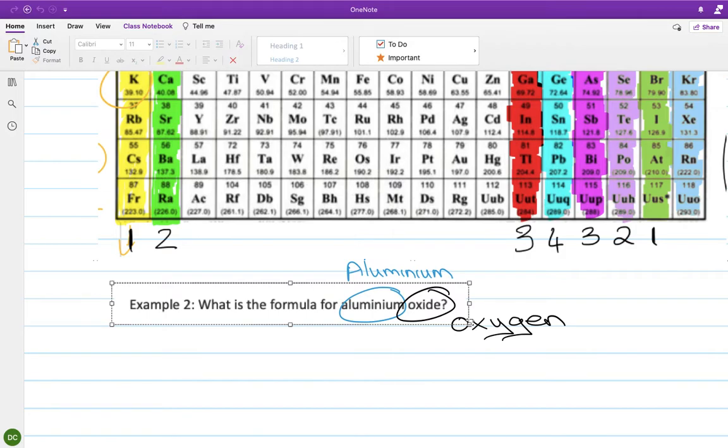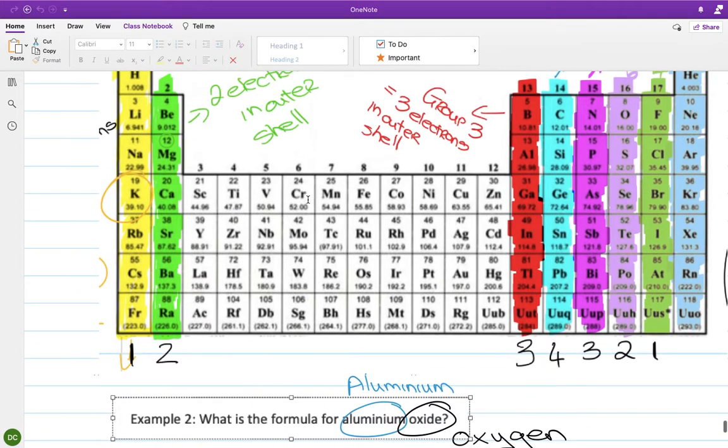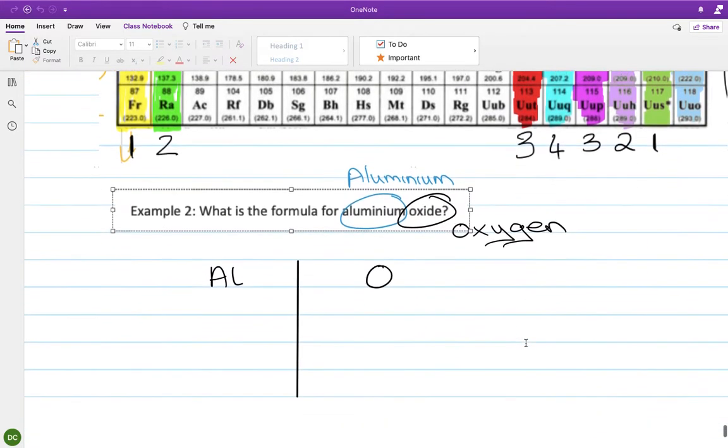Okay, so the symbol for aluminium is Al and the symbol for oxygen is O. And I'm just going to put a line down the center of those. So where's aluminium? There it is there. See it there? So aluminium's in group 3, which means it has a valency of 3.